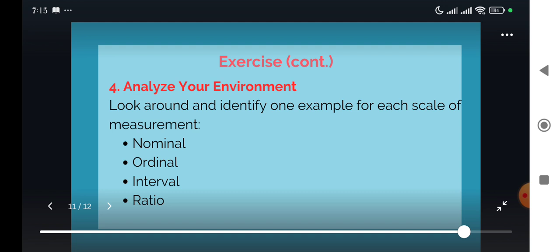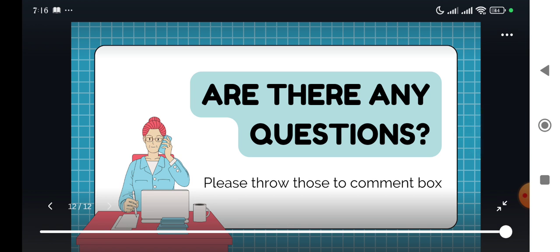In conclusion, understanding the types of data and scales of measurement is essential for effective data analysis. Data can be qualitative or quantitative. The scales of measurement, nominal, ordinal, interval, and ratio, define how we interpret and analyze data. Keep practicing these concepts as they are the foundation of any research or analysis.